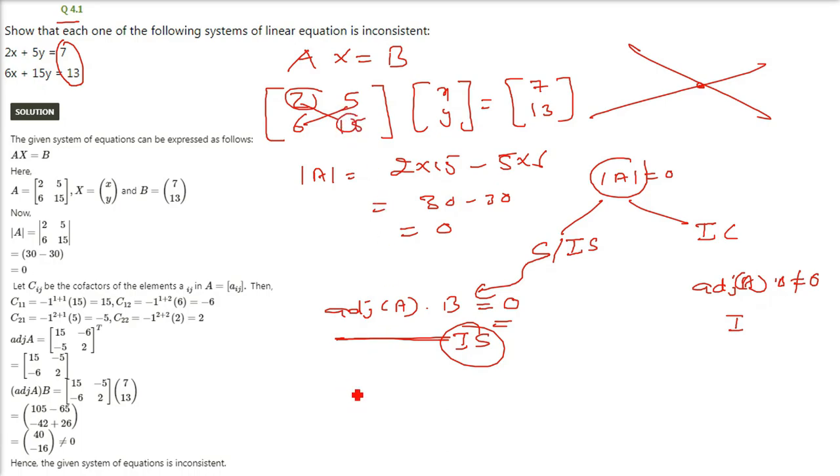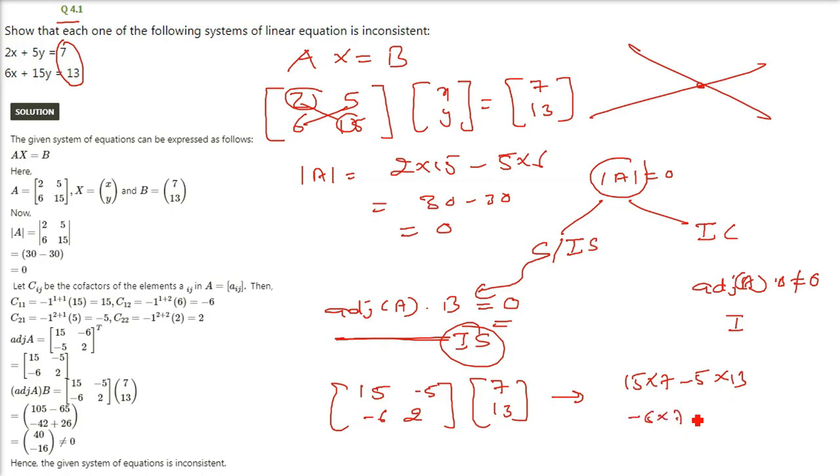Let us find the adjoint. So I am exchanging 2 and 15 and changing the sign of 5 and 6. So this is your adjoint, and we have to multiply it by B, which is 7 and 13 in this case. So 15 into 7, which is going to be 105, minus 5 into 13, then minus 6 into 7 and then 2 into 13.